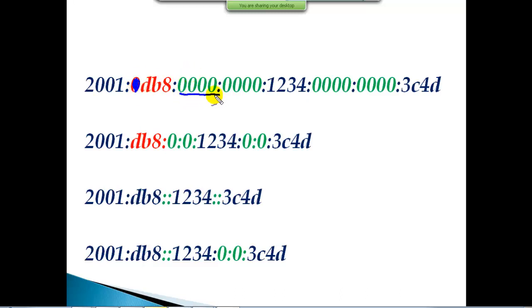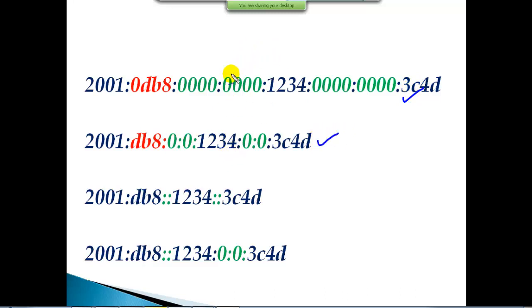And then if you have an all-0 portion, then you can make it a single 0. Similarly, if you have an all-0 portion, you can make it a single 0. Now 1234 we cannot make short, so it has to be 1234 only. And similarly, you can see all zeros you can make it a single 0, and all zeros you can write as a single 0, and then finally 3C4D. Now either you write your IPv6 address in this format or in this format, both are correct.